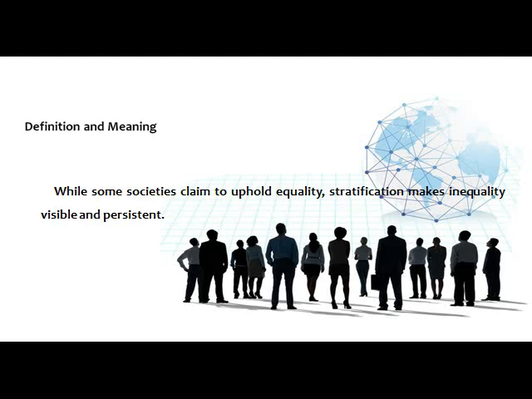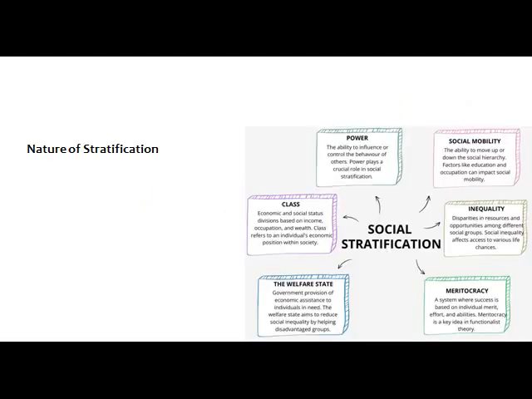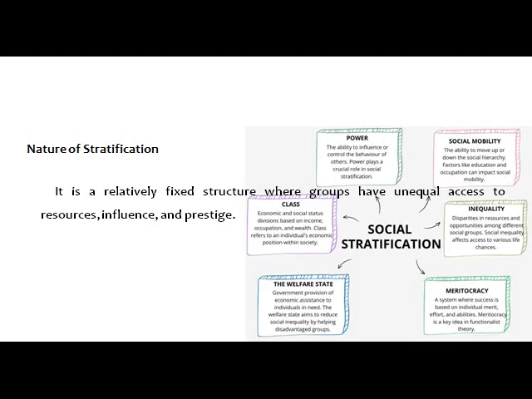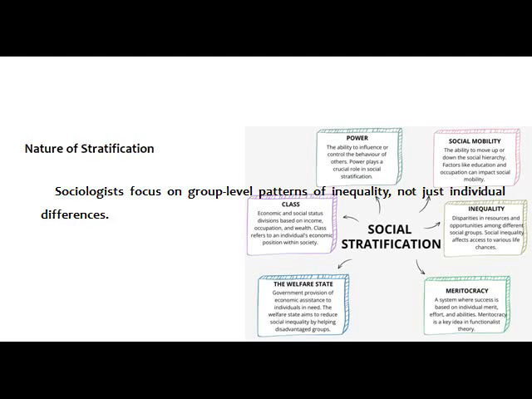While some societies claim to uphold equality, stratification makes inequality visible and persistent. Nature of stratification. It is a relatively fixed structure where groups have unequal access to resources, influence, and prestige. Sociologists focus on group-level patterns of inequality, not just individual differences.